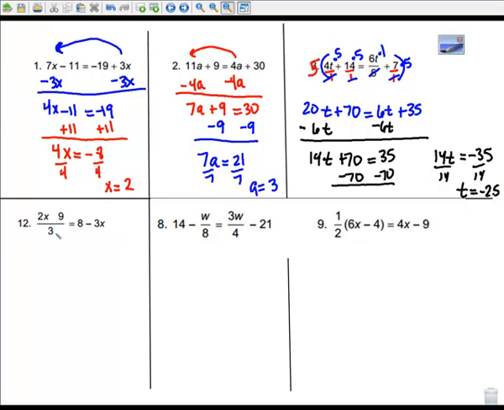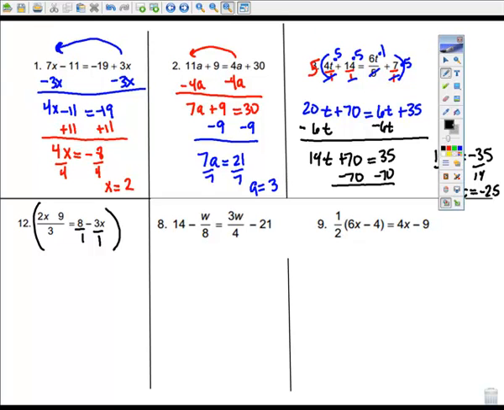Alright, same thing here. I want to eliminate the 3. So I'll put a 3 underneath here and here. No, I won't. Scratch that, I'm sorry. I'll put a 1 underneath there. There we go. And now my common denominator is a 3. 3 divides into 3 one time.